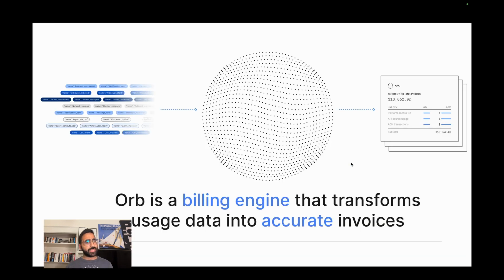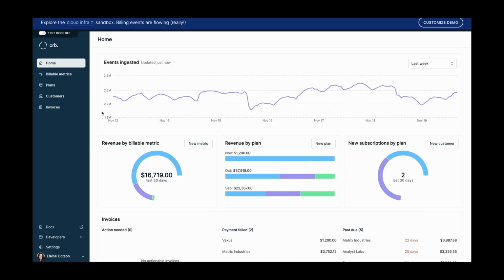To give you a sense of what that means, Orb really is the engine that takes usage data as granular as you want and translates it to invoices. It keeps track of that usage data in real time, and those invoices that come out the other end are super detailed, they're really transparent, and they're actionable. So I want to show you how that works in the actual product. Let's dive into an Orb sandbox.